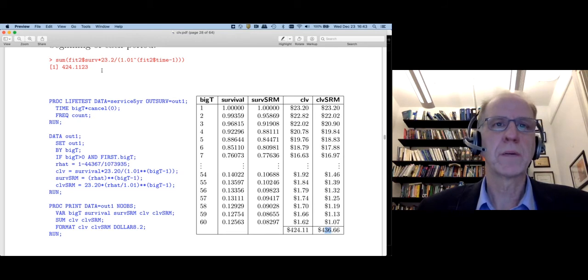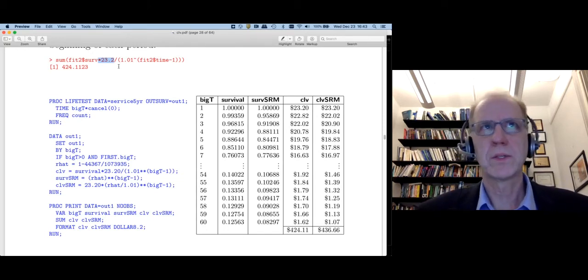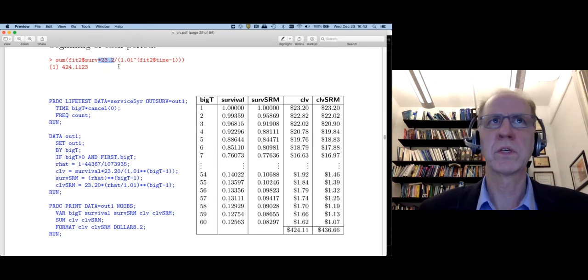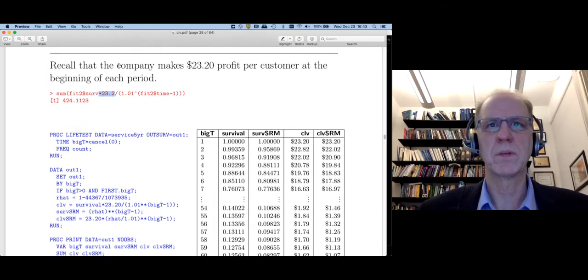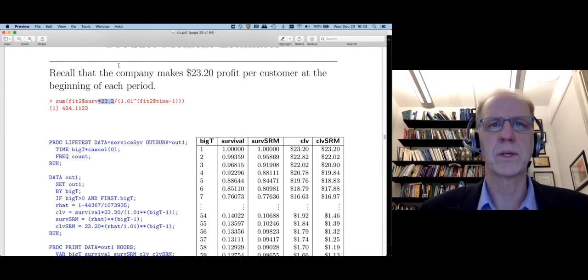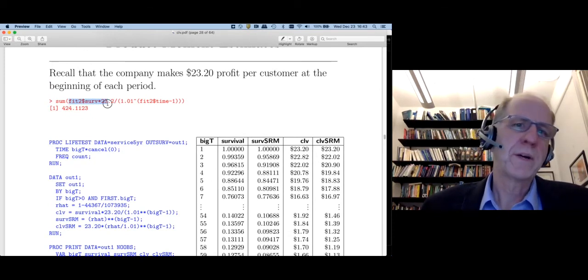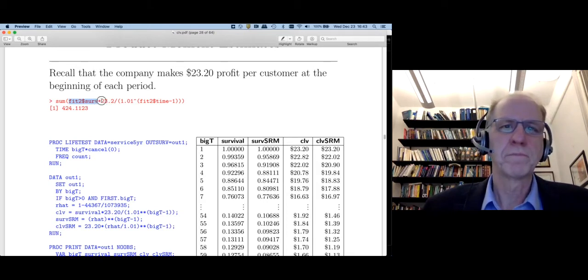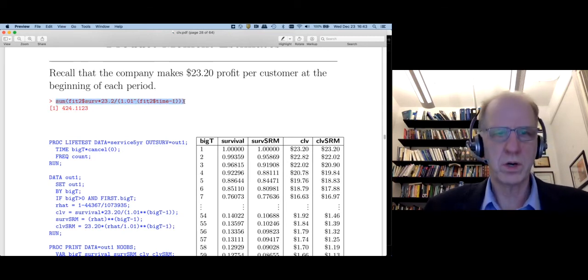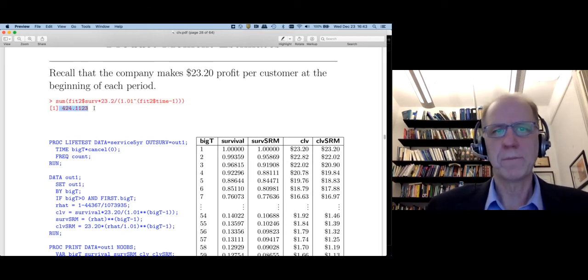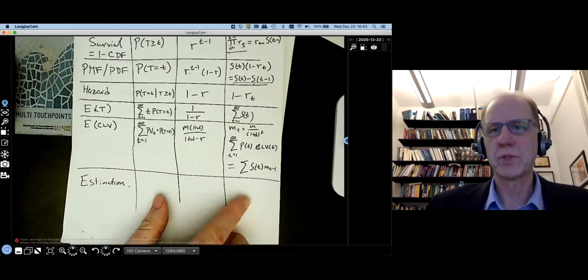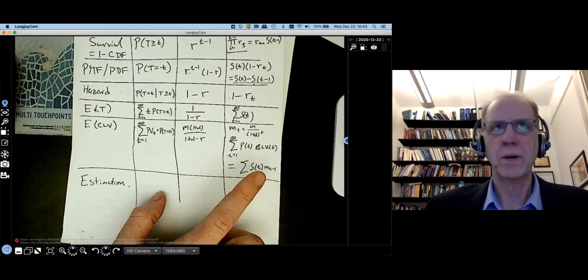By the way, this is assuming a period cash flow of $23.20, which was the actual amount minus some cost of goods sold, converting yen to dollars. So it was kind of a complicated calculation. To compute this sum in R, all I do is take the fitted survival function times my m sub t's. So it's a one-liner in R to get to this number. And so again, I'm just computing that same formula.